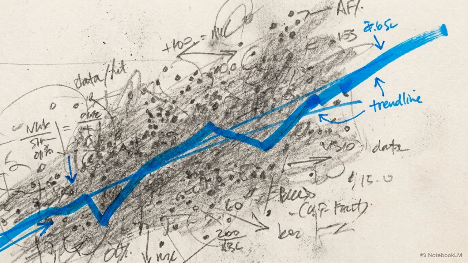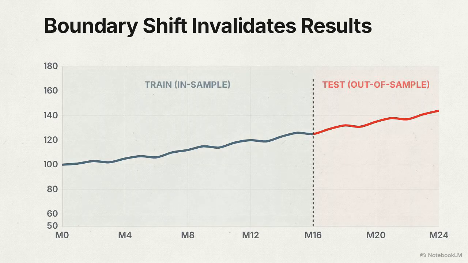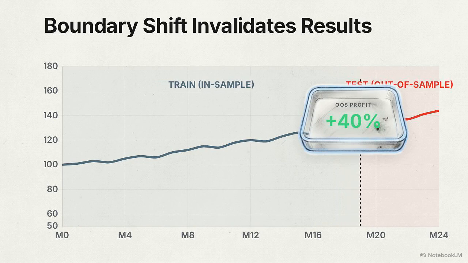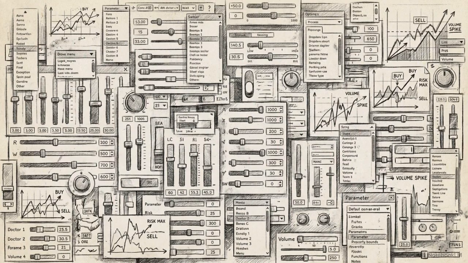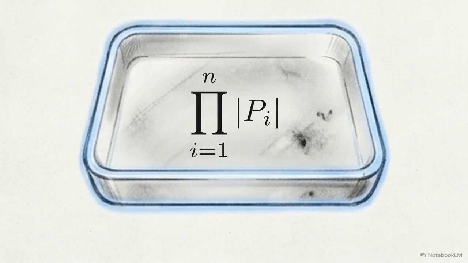The foundational flaw of a 70-30 split is its dependency on a fixed, arbitrary boundary. Sliding the line forward by just 1 month can completely invalidate the results. In this case, the out-of-sample profit recalculates from positive 40% to negative 15%. This instability scales with the number of rules in your model, leading to the curse of dimensionality. Every parameter you add expands the search space exponentially.